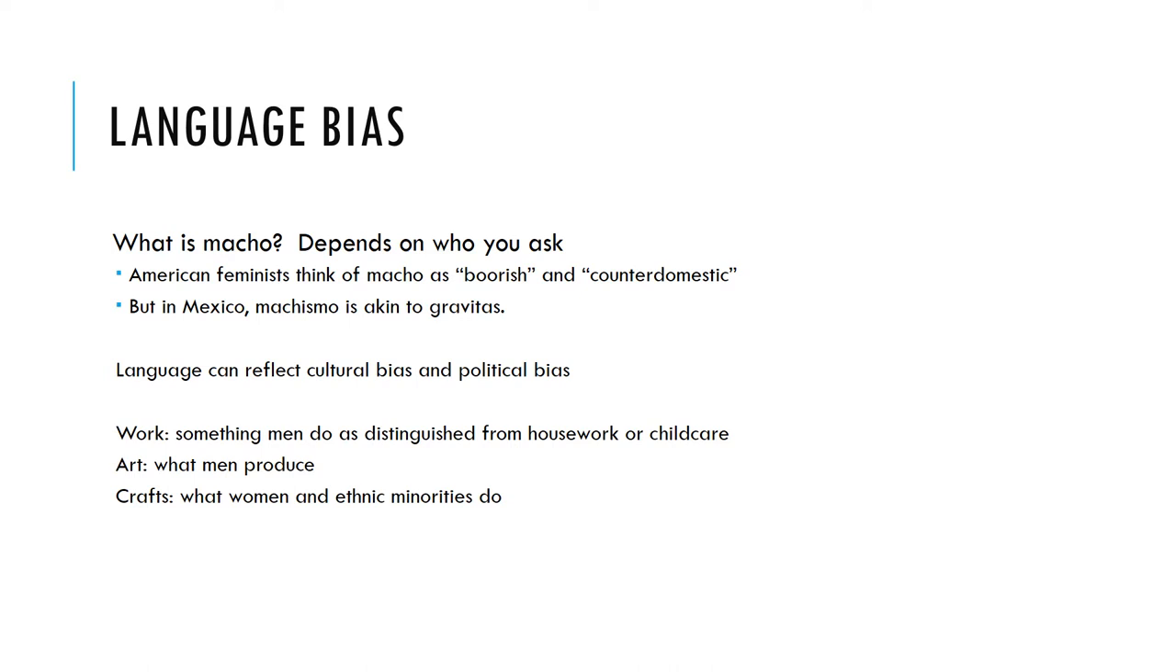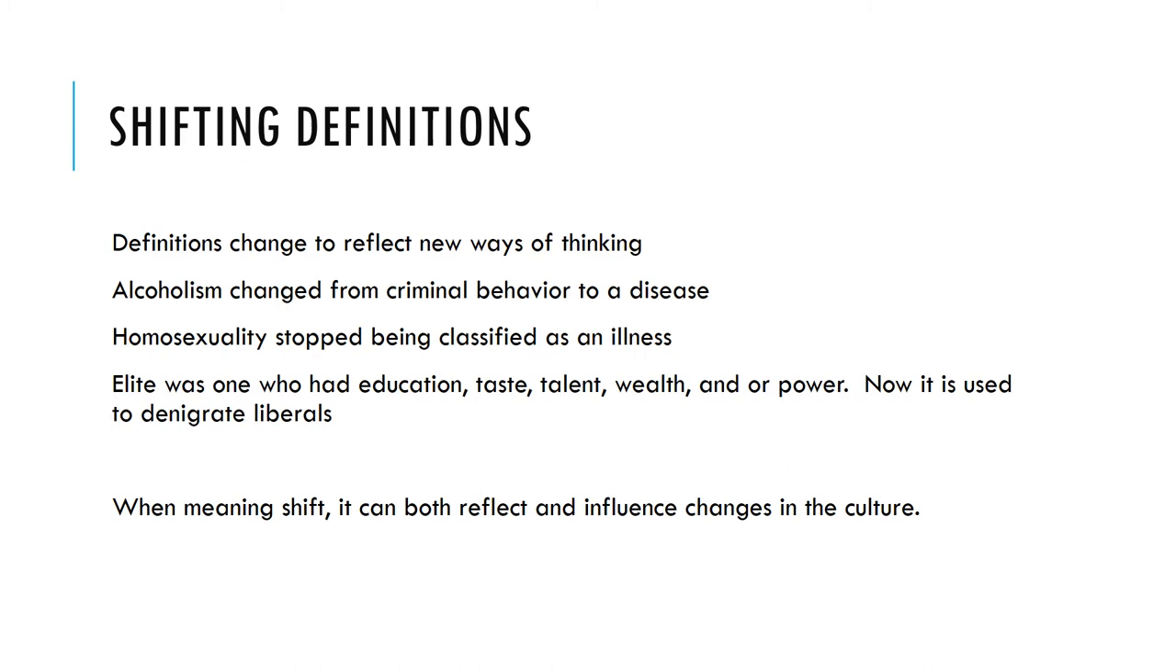It's also important to note that definitions change to reflect new ways of thinking. For example, the definition of alcoholism changed from criminal behavior to a disease, and once it had been classified as a disease, we started to have treatments that were very helpful for people who were trying to recover from that disease. Homosexuality stopped being classified in the DSM as an illness, so that was also very liberating. They used the definition of elite, which used to mean one who had education, taste, talent, wealth, and or power, and it's now used to denigrate liberals, as in, oh, you're just a liberal elite. When meanings shift, it can both reflect and influence changes in the culture at large.